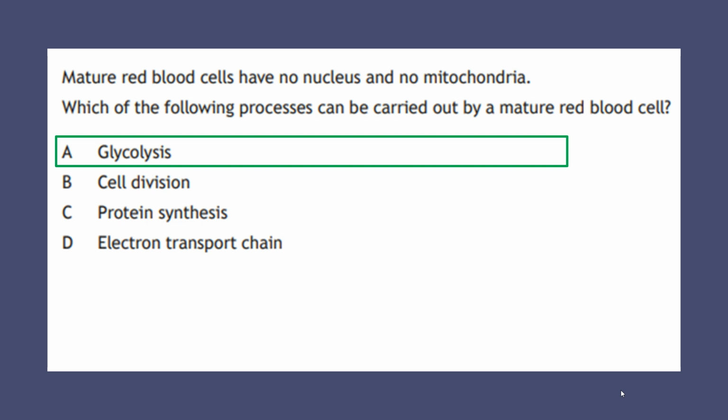Hopefully by now you have a much better understanding of all three stages of cellular respiration. If you do have any questions, please do let me know.